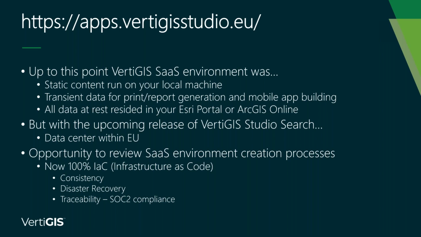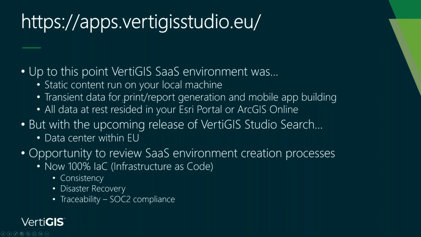So up to this point, the VertiGIS SaaS environment was really static content for the most part that lived up in a content delivery network or similar thing. And when you hit it, it would bring that down to your local machine, run in a local web browser, and really everything you were doing was actually running on your local browser. All you were really getting from the SaaS environment, for the most part, was just the stuff to download and then load in that local browser. All data at rest was stored in your Esri portal or ArcGIS Online.